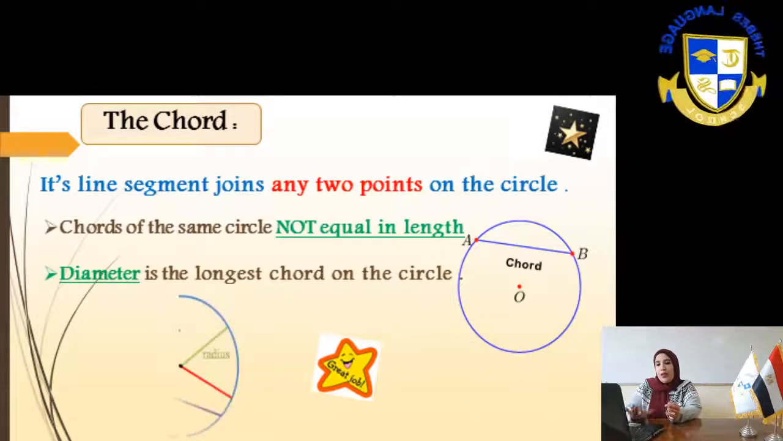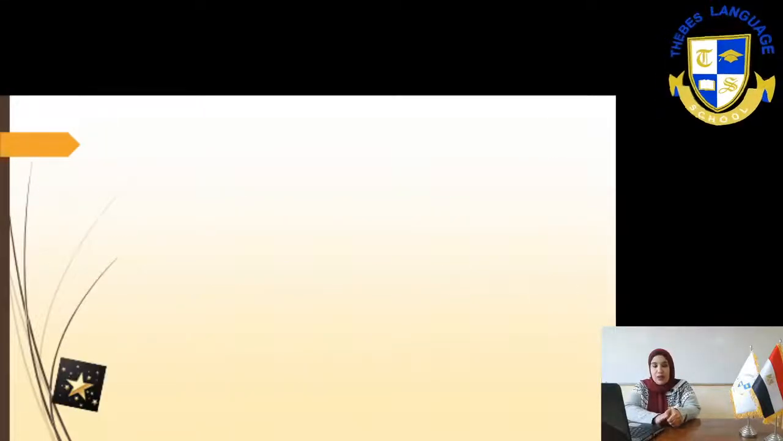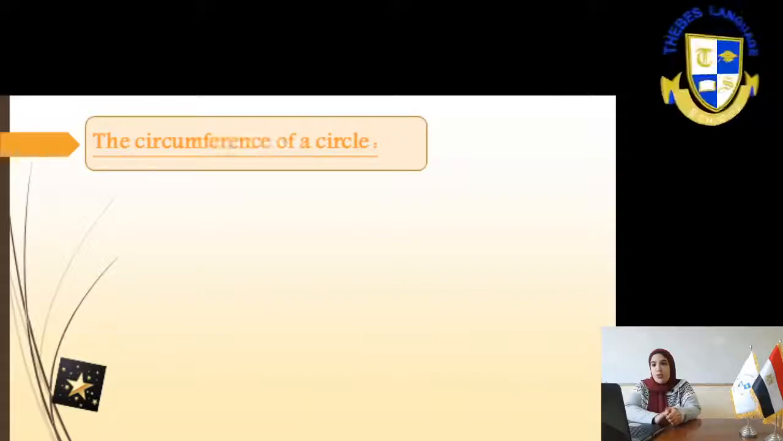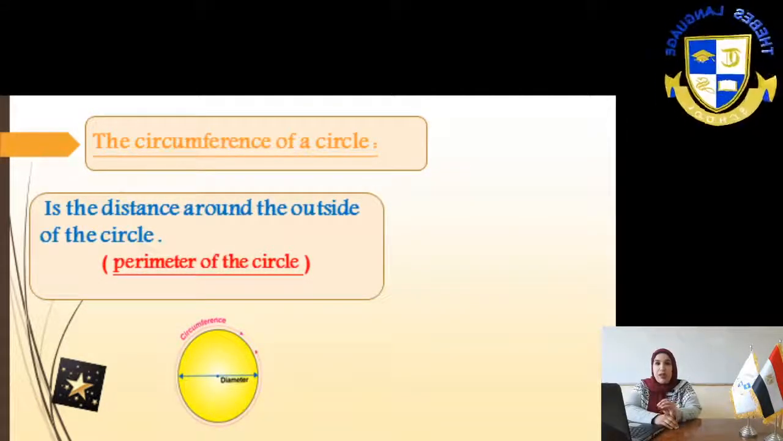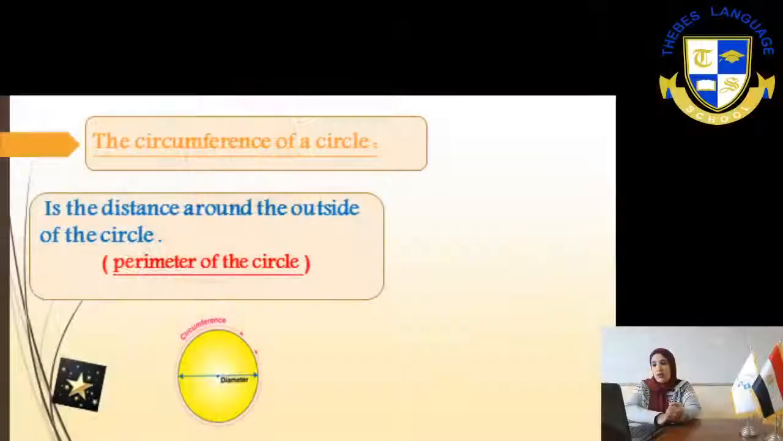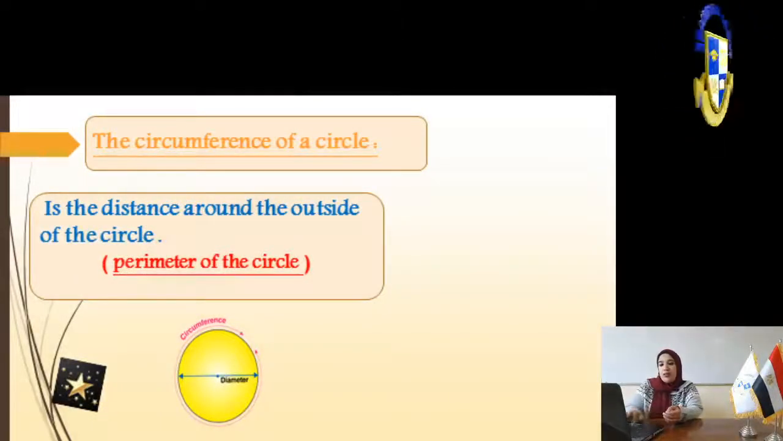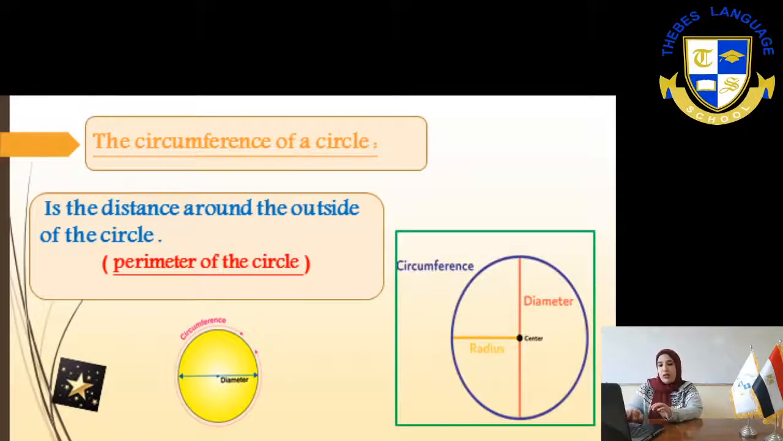Now, let's talk about the circumference of the circle. It's very important to know that when I'm talking about circumference, I'm talking about perimeter. In this unit, all the lessons we studied before were talking about area, but circumference of a circle means the perimeter of the circle. So it's the distance around the outside of the circle, like you see here in this figure. So here I'm talking about perimeter, not area.